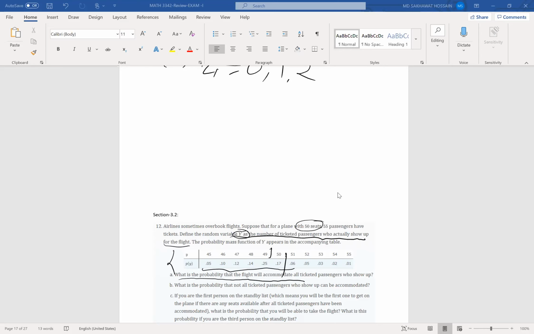Okay, I didn't ask you to type present yet. So the answer is no. Yes, the answer is no, right? Because if the number of ticketed passengers who show up is 49, then the first person will get on the flight. The second, third, fourth, and fifth person can get on the flight, but the sixth person doesn't have any chance. So the probability is zero. And similarly, if you are the seventh person, the probability is zero. If you are the eighth, the probability is zero that you will get on the flight.